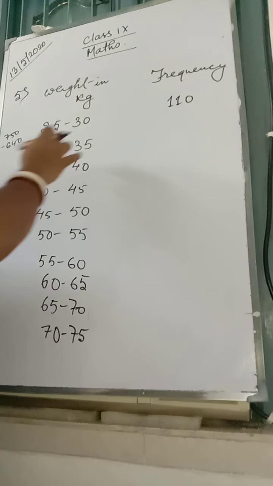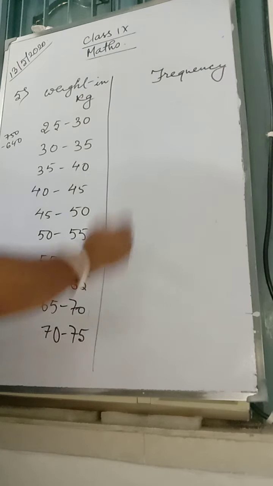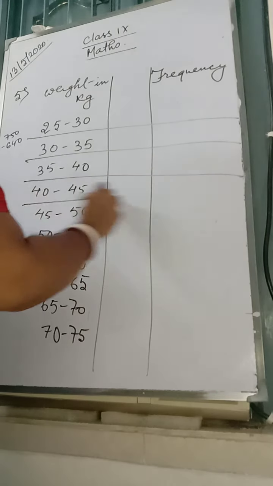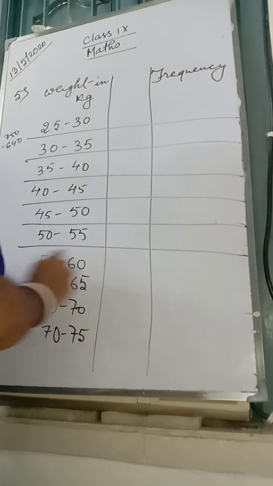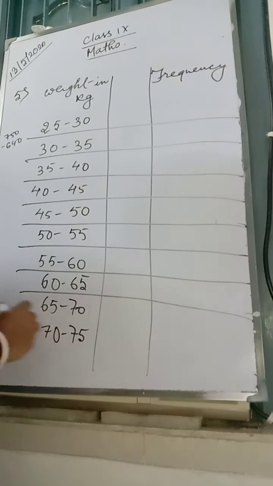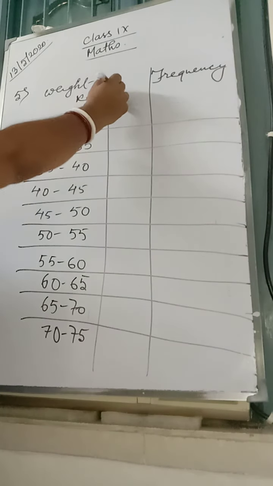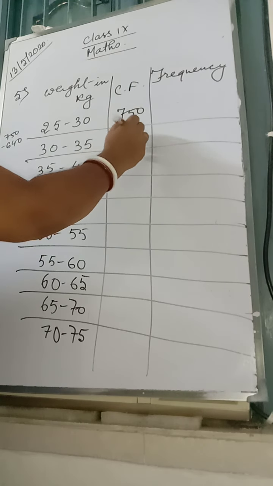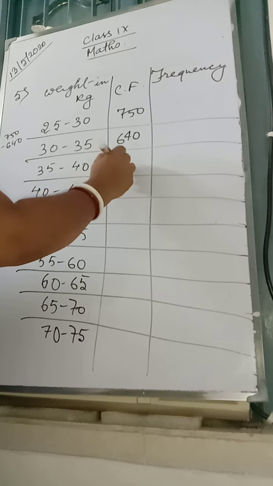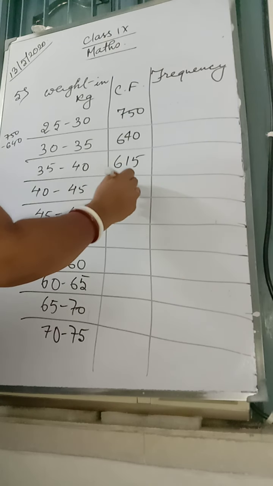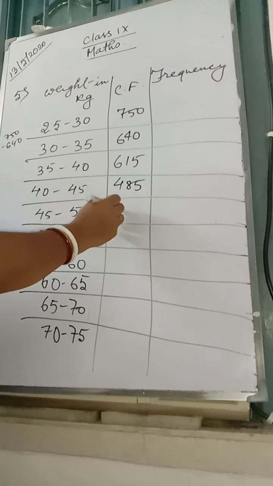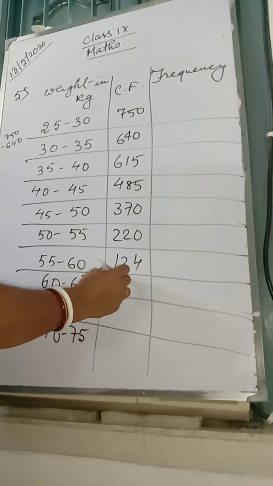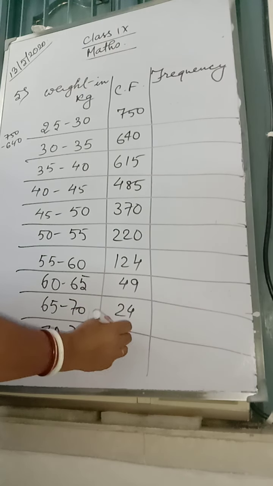Now again, maybe I am writing one more table, that is cumulative frequency. That will be easier to understand when you write it. See, this is the cumulative frequency I have written. It is given 750, 640, 615, 485, 370, 220, 124, 49, 24 and 0.